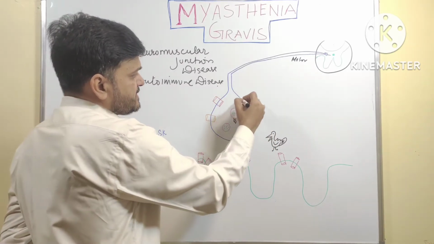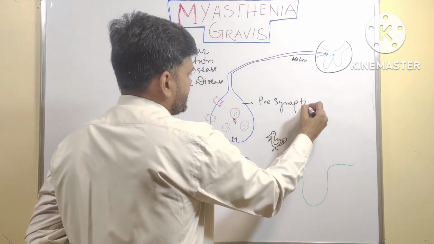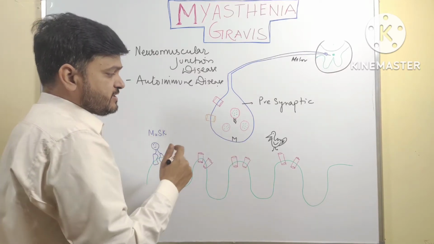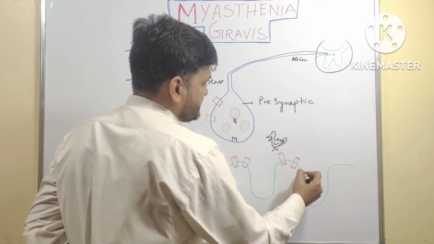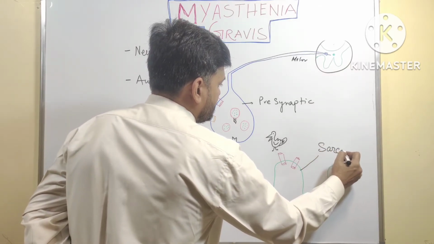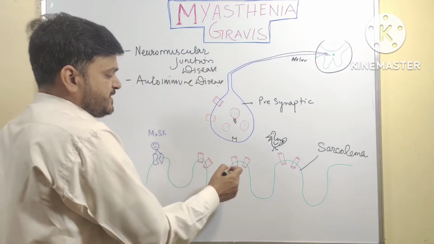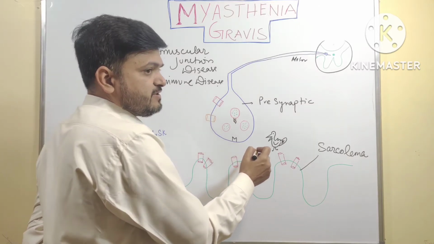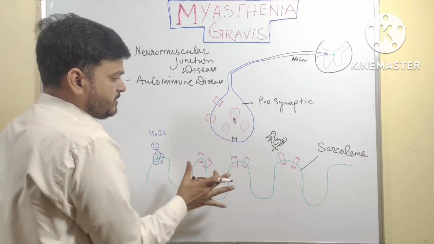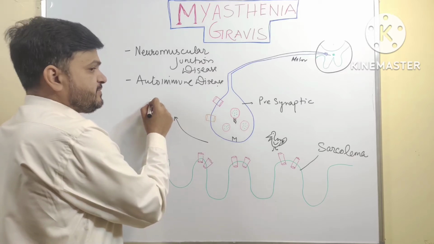This is the presynaptic formation of the neuromuscular junction, and this whole structure from here to here is known as the sarcolemma, right? In between there is a space, which is known as the synaptic cleft. This space between the neuron and the sarcolemma is the synaptic cleft.